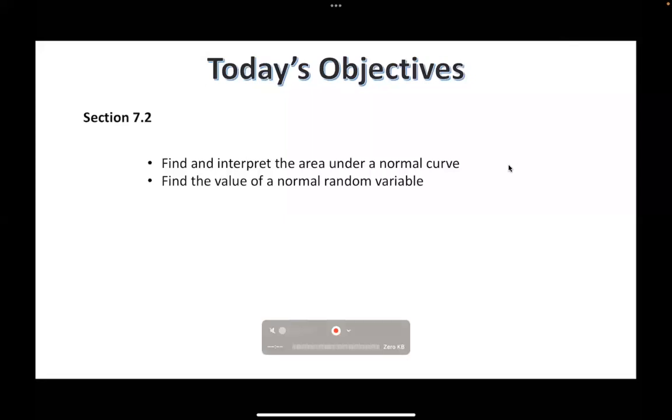All right, we're now in 7.2. We've decided to do 7.2 today, and then we are not going to have class on Thursday. So this is going to be fun. Right, so we're going to find and interpret the area under a normal curve, and then we're going to find the value of a normal random variable. So basically, we're going to take the area under the curve. We're going to use that area to find the value that goes with it.